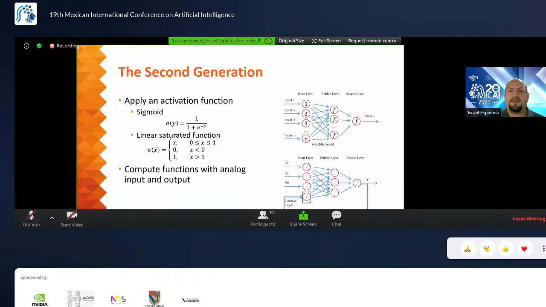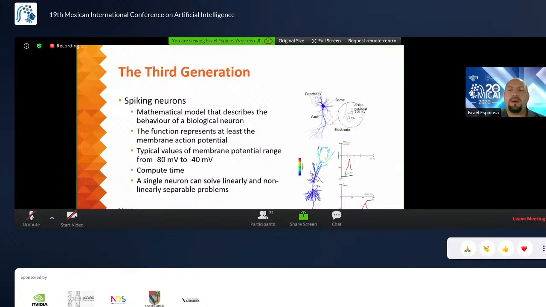I won't explain much about artificial neural networks, as it's not the point of this tutorial. The point is about spiking neural networks. So it's not necessary that you completely understand the first and second generation of artificial neural networks. The third generation, spiking neural networks, is a somewhat different paradigm. What is important is to understand how spiking neural networks work. The third generation, the spiking neurons, are mathematical models that describe the behavior of a biological neuron. We have a lot of mathematical models that can describe the behavior of neurons.